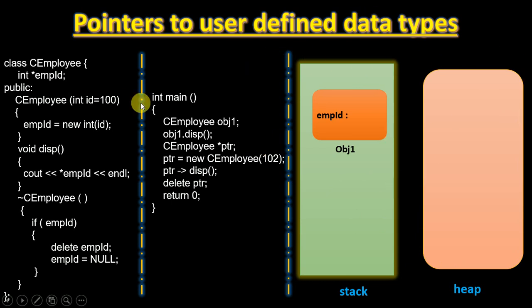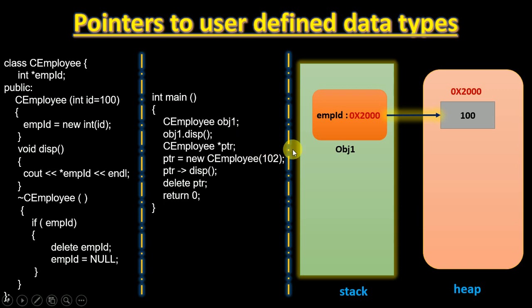What is there in the constructor? Here we are saying int id equals 100. Inside the constructor, empid equals new int(id). So for this pointer we are allocating memory in the heap segment. In the heap segment, 4 bytes of memory will be allocated and the value initialized with 100. Now this address 0x2000 will be given to empid. So empid is pointing to this memory location.